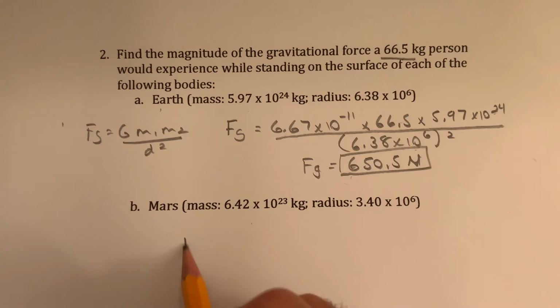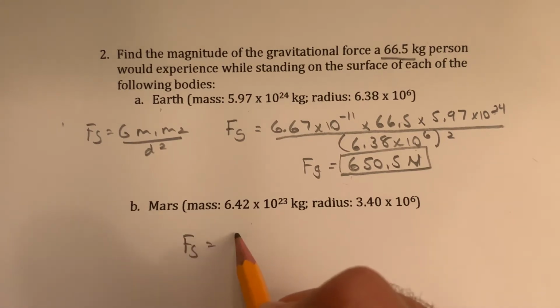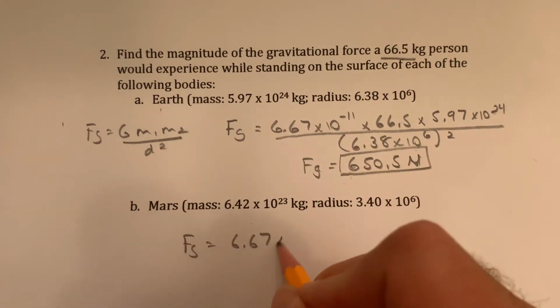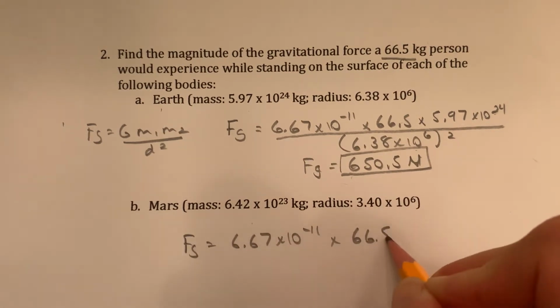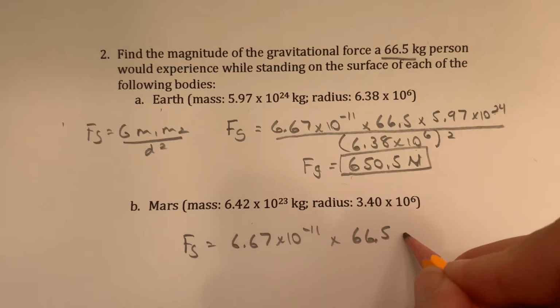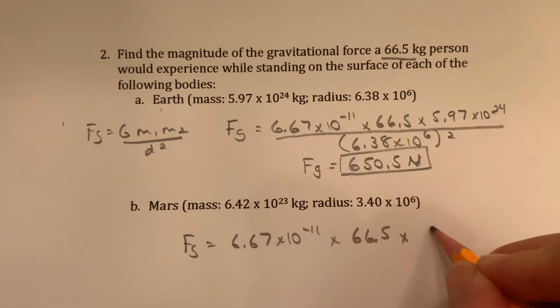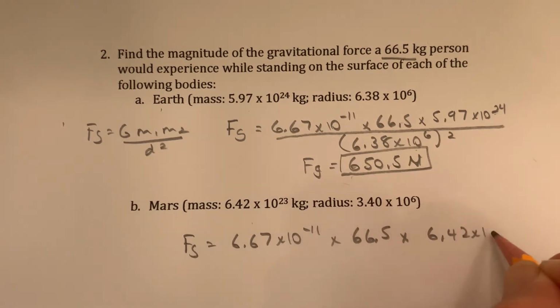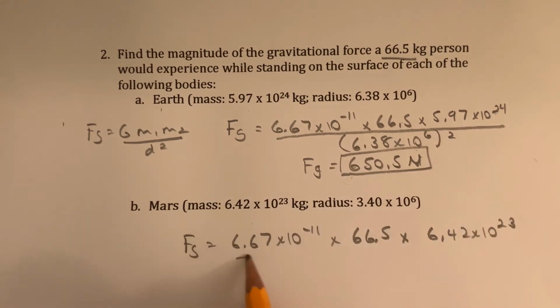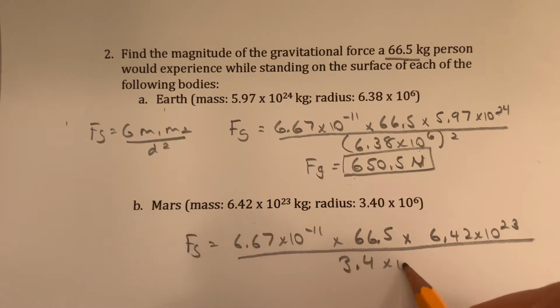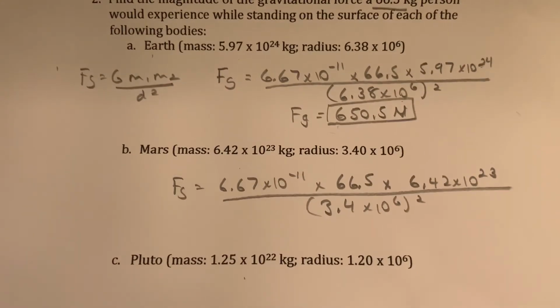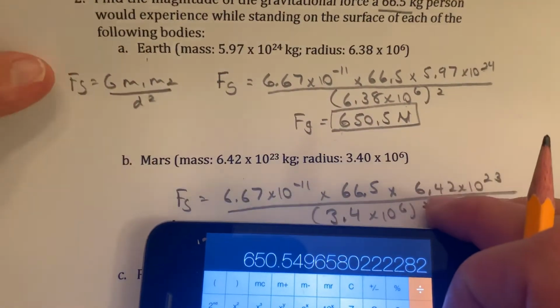All right, so FG equals, this number is always going to be the same, 6.67 times 10 to the negative 11. We still have the same person, so 66.5 kilograms, but times the new mass, which is 6.42 times 10 to the 23rd. All that's going to be divided by the radius of the planet, which is 3.4 times 10 to the 6th squared. All right, so we'll plug all that in and see what kind of answer we get.